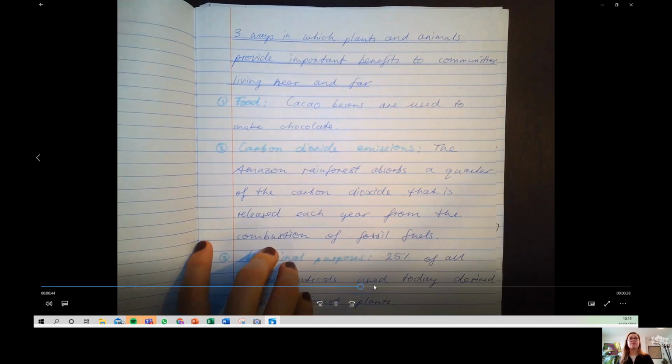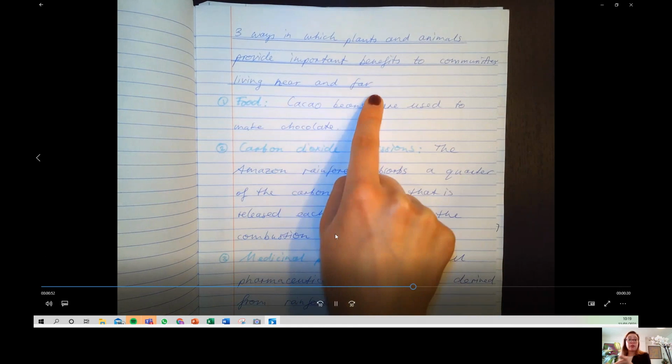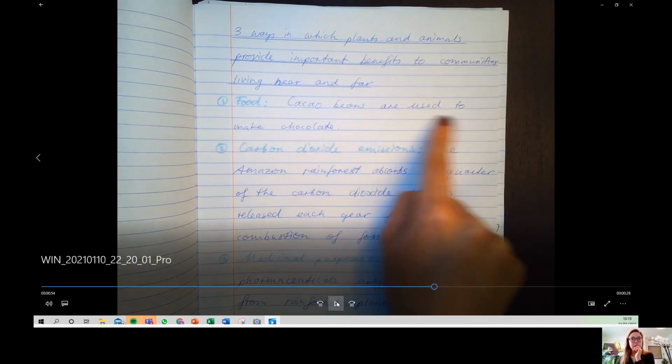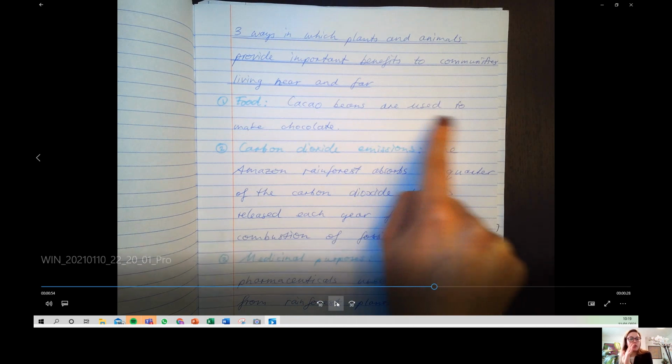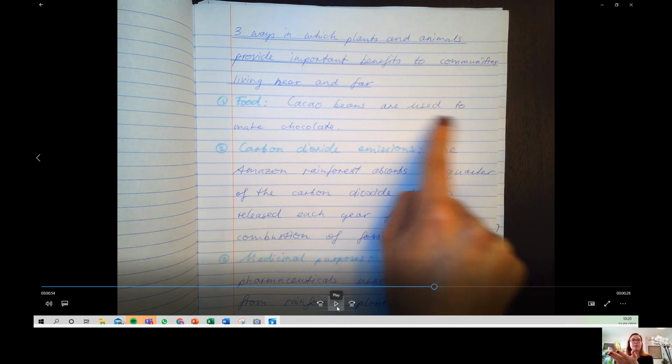So you can pick different food to the one I've picked. You could choose bananas or avocados, Brazil nuts, vanilla, whatever you want based on what we've learned, and write a sentence explaining it a little bit. So I've written here cacao beans that are used to make chocolate.